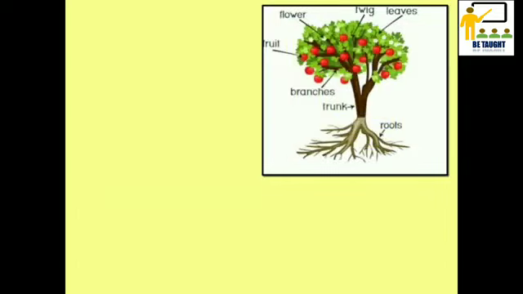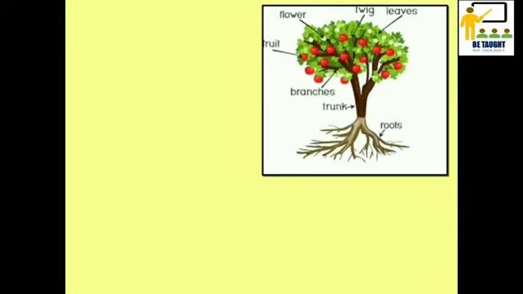Now what are the different parts of the tree? As you can see in the picture, the leaves, the fruits, flowers, branches, trunk, roots are the different parts of the tree. Which of these parts are seen on a tree most of the time? The parts such as leaves, branches, trunk, etc. are seen on a tree most of the time.